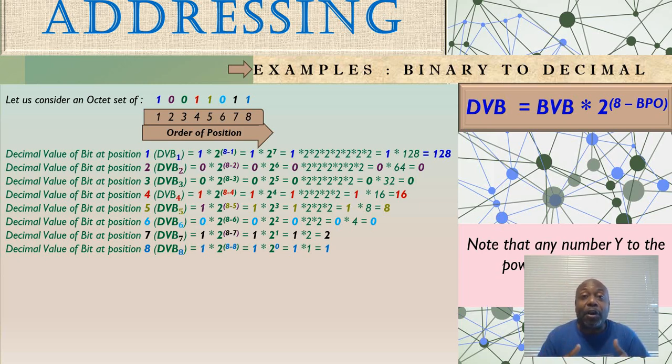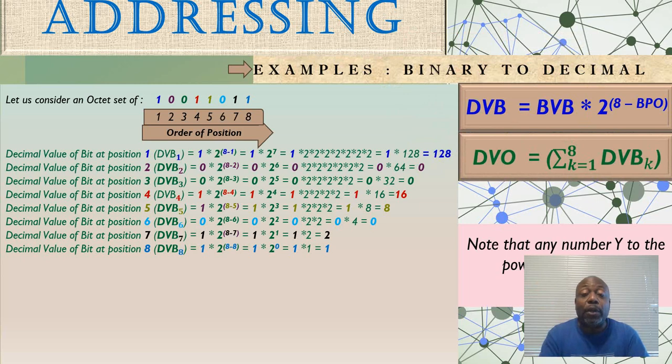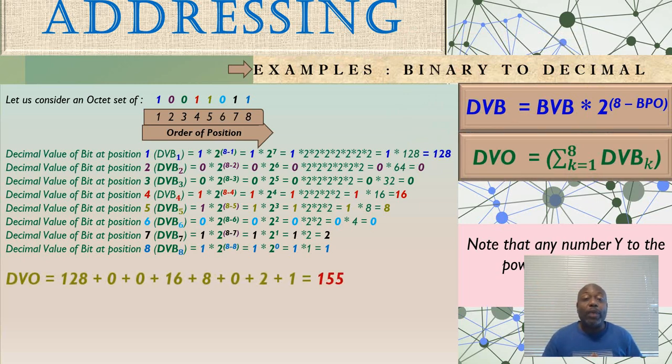The decimal value of the octet is then going to be the sum of all these decimal values that we have in this formula. And when we apply it, we get 128 plus 0 plus 0 plus 16 plus 8 plus 0 plus 2 plus 1. And this sum gives 155. That's how we get the value of an octet in an IP address version 4.